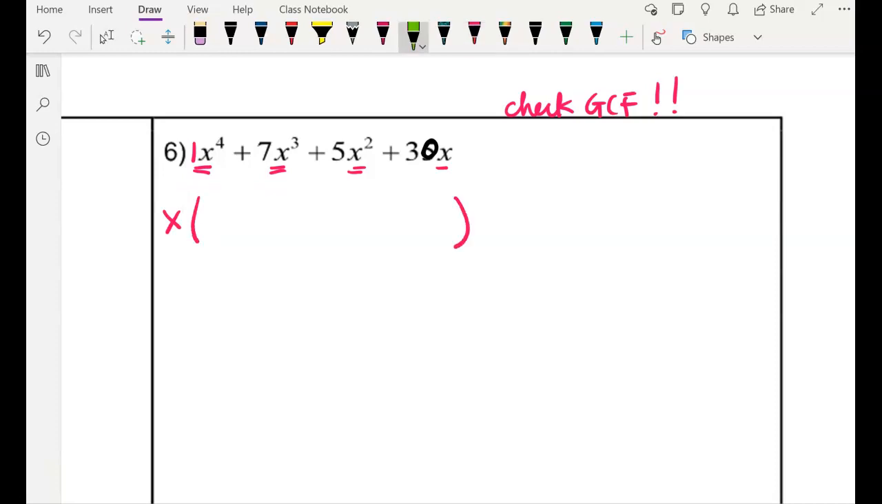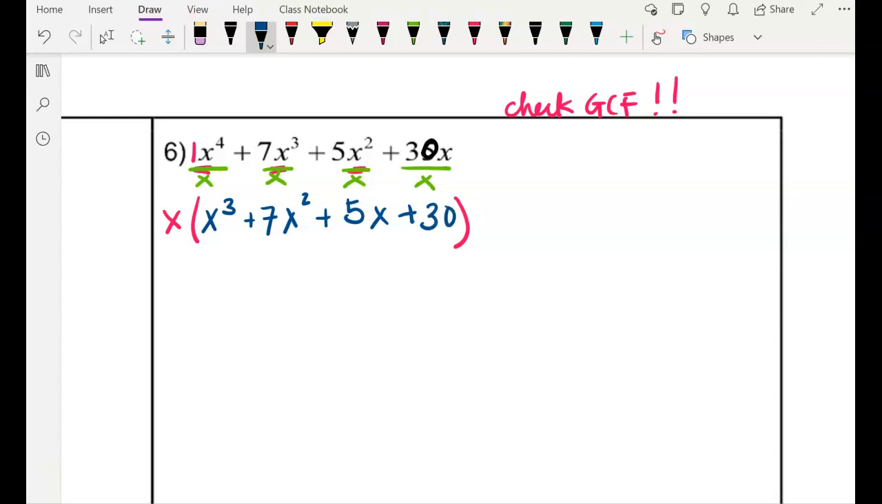So when you factor it out, we are going to divide each and every term by x, right, guys? Just like that. Dividing means you are subtracting the power. So x to the fourth divided by x, that means we have x to the third left. 7x to the third divided by x, we will have 7x squared left. 5x squared divided by x, we are going to end up with 5x left. 30x divided by x, we are going to end up with 30.